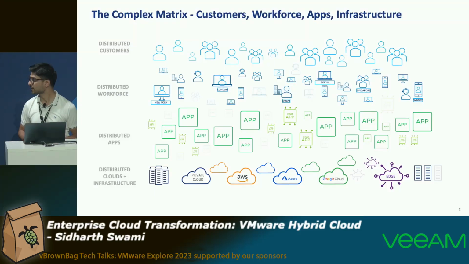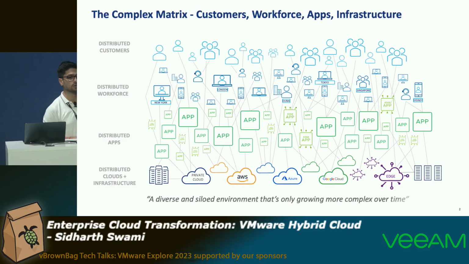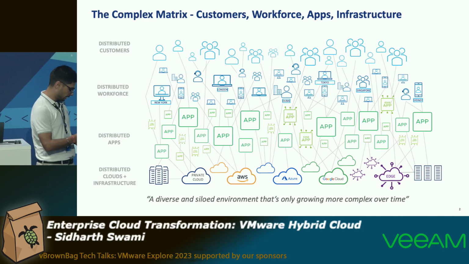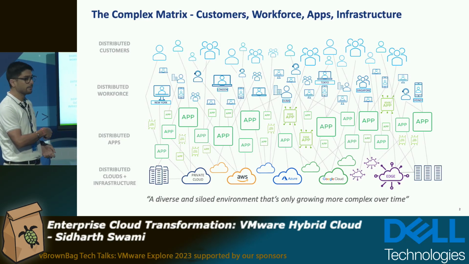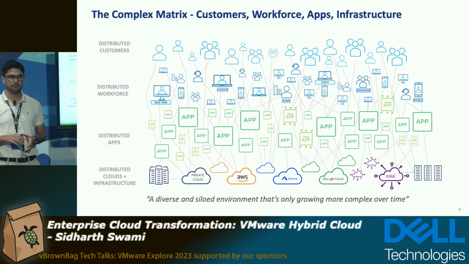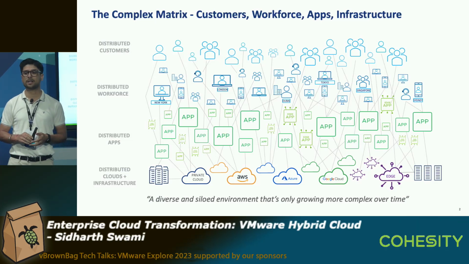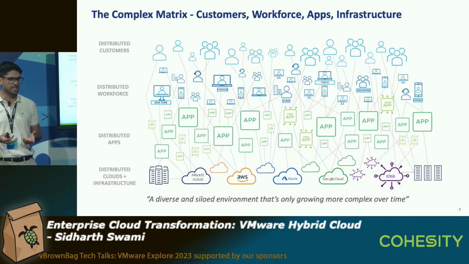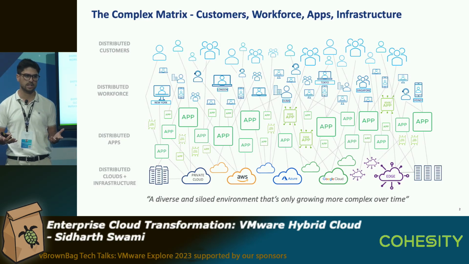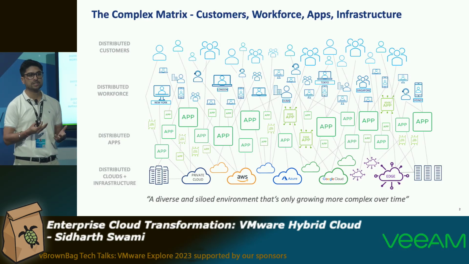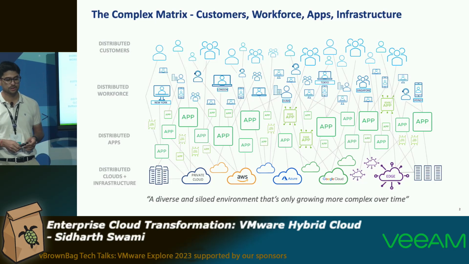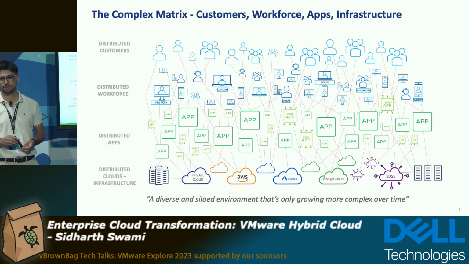So this is the space where we see most of our customers today. If you see, customers have their own premises data centers, they have public clouds, they have edge locations, and they have DRs. On top of that, there are applications which are running on it. And each application is best suited to run on a particular platform. These applications are further managed by a distributed workforce and then are being accessed by the customers who are spread across the globe. As you can see, this is a very complex matrix to manage.